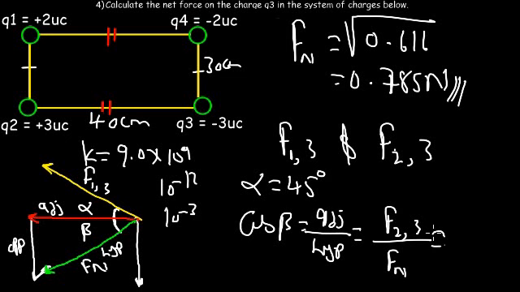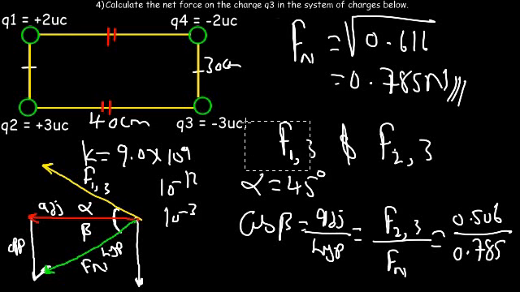Then I should have f sub 2,3, we have that to be equals to 0.506. F sub n, we have that to be 0.785. So if I divide that using my calculator, 0.506 divided by 0.785. So I have 0.644. Let me write that here.